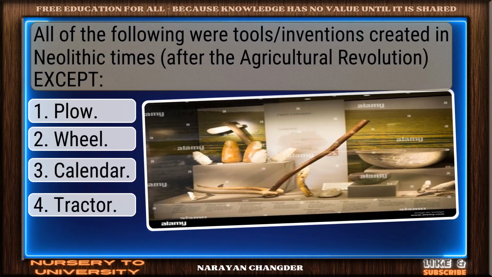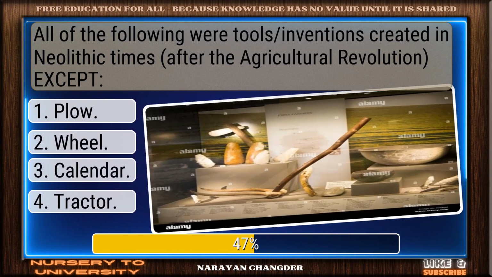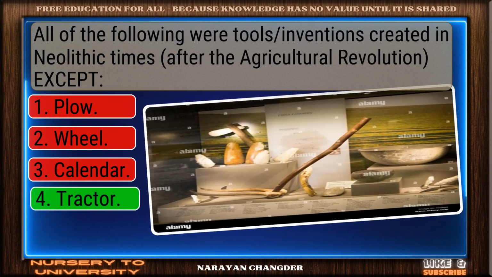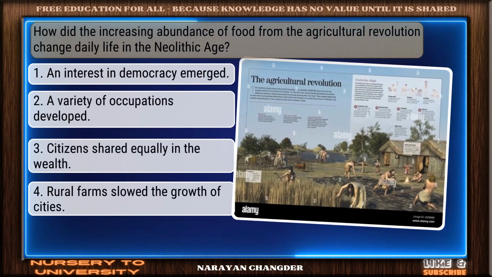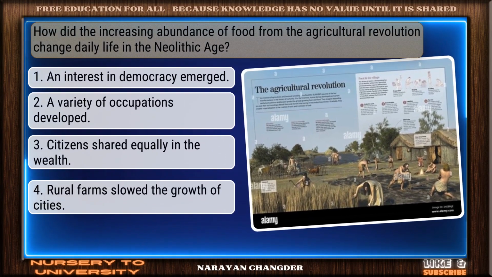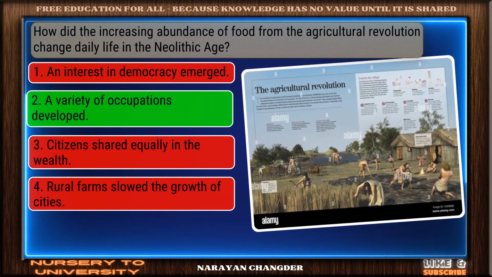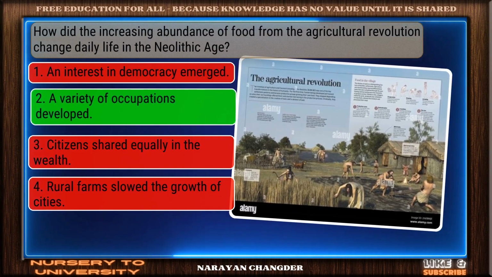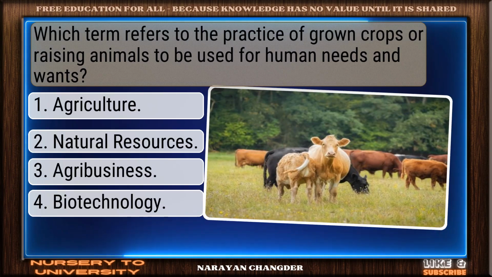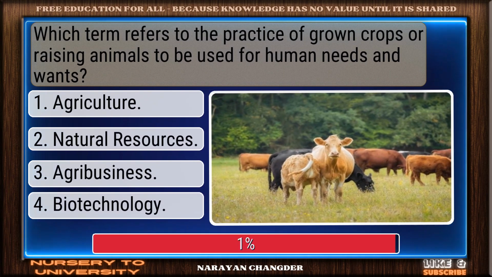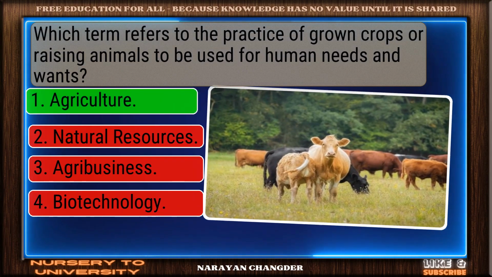All of the following were tools inventions created in Neolithic times, except. Right choice. Tractor is the best answer. How did the increasing abundance of food from the agricultural revolution change daily life in the Neolithic age? Great job. A variety of occupations developed is the accurate answer. Which term refers to the practice of growing crops or raising animals to be used for human needs and wants? You got it. Your choice agriculture is right.